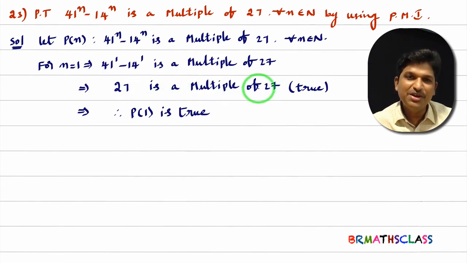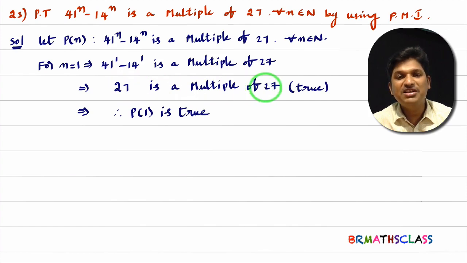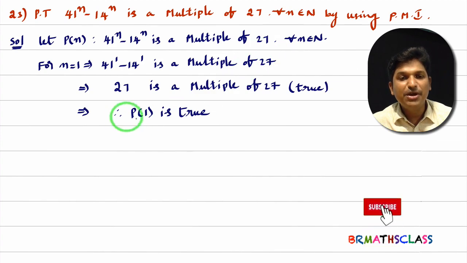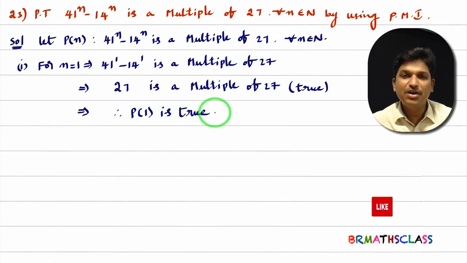Is 27 a multiple of 27? Is it true? Of course, we all know that 27 is a multiple of 27. This statement is true. We got this statement because we took n equal to 1. It tells you that this statement is true for n equal to 1. It tells you that P of 1 is true. Now the second one: assuming P of k is true, you need to prove P of k plus 1 is true.